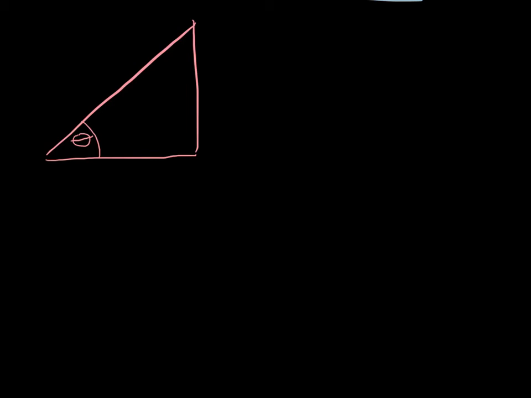Let's take a look at our old friend, the right triangle. Remember, the right triangle has one angle that is 90 degrees. So let's call this angle here theta. If this is our theta, that makes this our adjacent side, which makes this our opposite side, and of course, that makes that our hypotenuse.